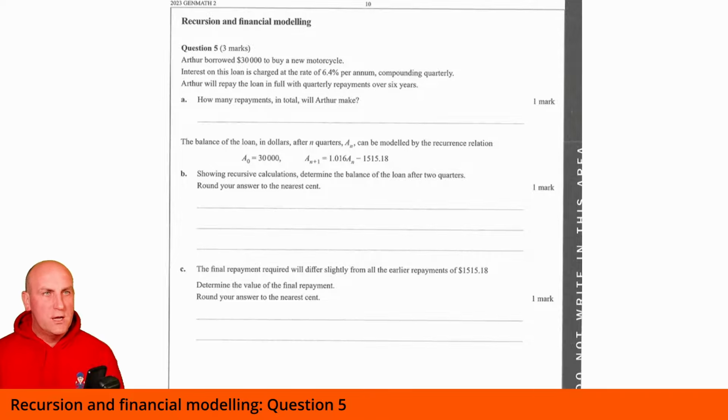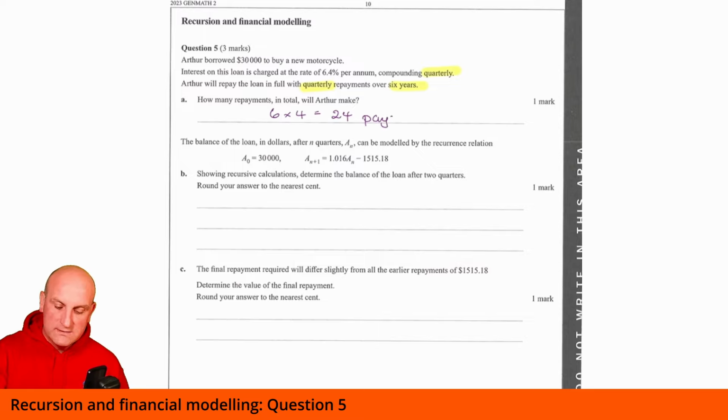But anyway, recursion and financial modeling. Arthur borrowed $30,000 to buy a new motorcycle. Dangerous, Arthur, very dangerous. Interest on this loan is charged at the rate of 6.4% per annum, compounding quarterly. Arthur will repay the loan in full with quarterly repayments over 6 years. How many repayments in total will Arthur make? So he's doing it over 6 years, and he's doing 4 payments a year: 6, 12, 18. There are going to be 24 payments.